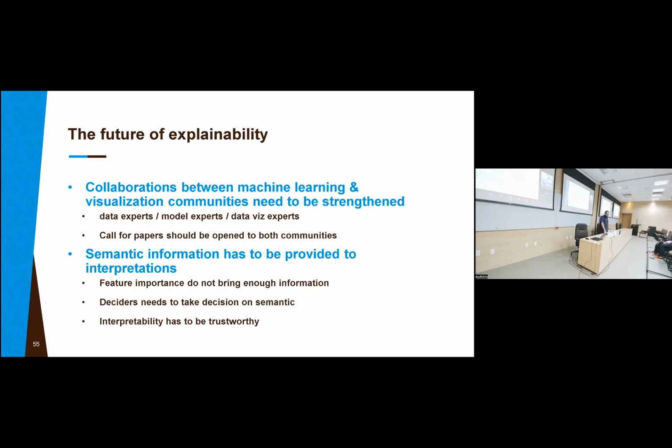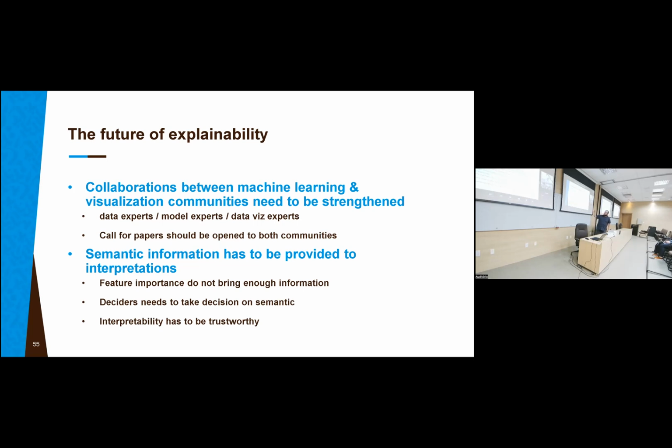Collaborations between the machine learning and visualization communities need to be strengthened. Today, works are done by machine learning people or by information visualization people. There are few papers where people from both communities have worked together. And when that happens, it will improve the quality of the tools. So data experts, model experts, and data visualization experts need to work together, and calls for papers should be open to both communities.